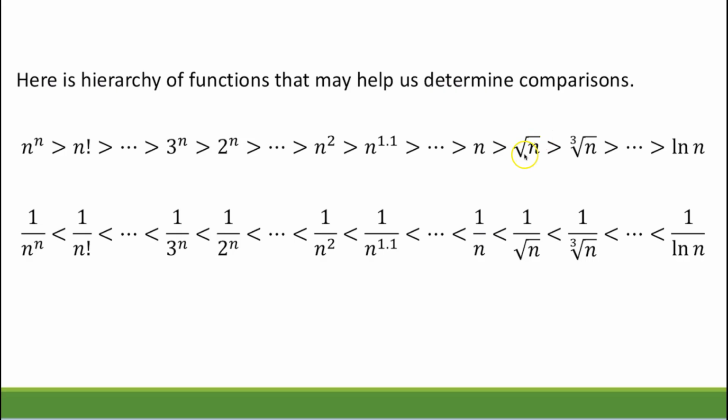The square root of n is, of course, n to the 1/2, that's smaller. The cube root, that's a 1/3 exponent, that's smaller. And the smallest types of functions are logarithms. And so this is our hierarchy of functions.